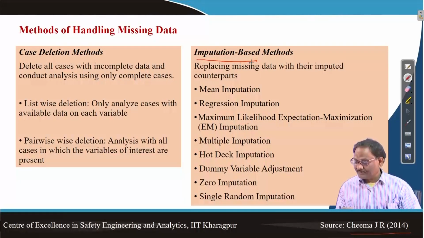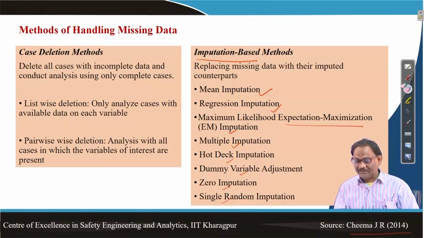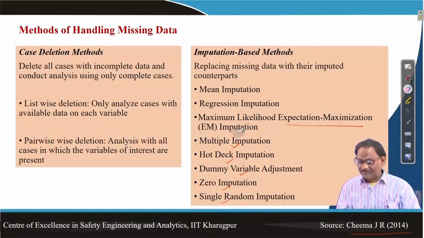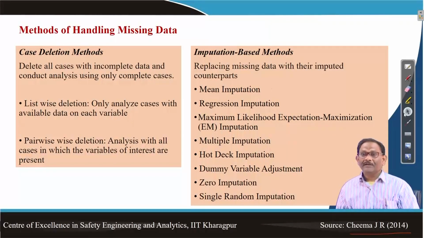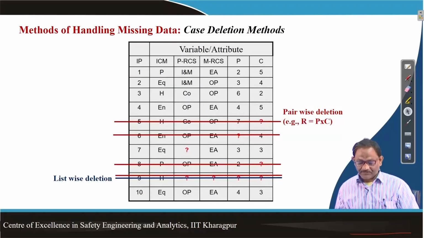What are the different kinds of imputation methods? Mean imputation, regression imputation, maximum likelihood, expectation maximization algorithm or EM imputation, multiple imputation, hot deck imputation, dummy variable adjustment, zero imputation, single random imputation. So these are the different kinds of imputation techniques available. We will discuss a few of them, and you may go through the paper written by Chima, where you will find more details of this type of problem.